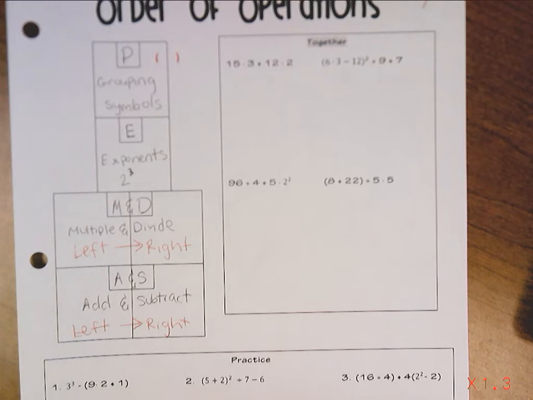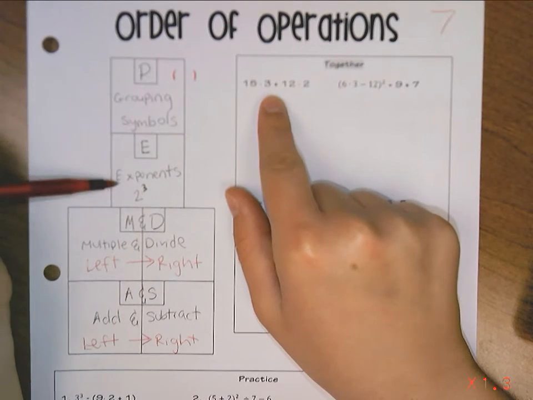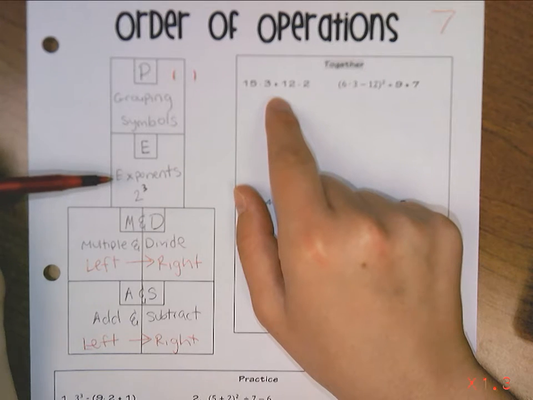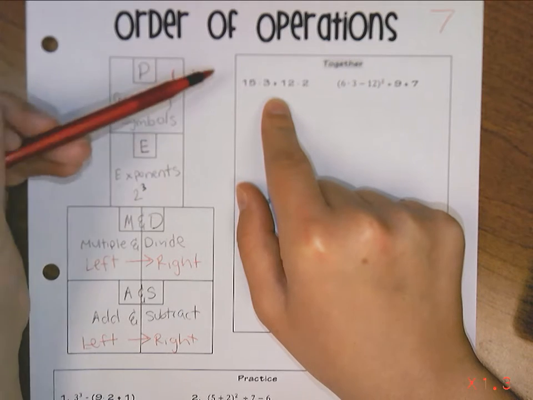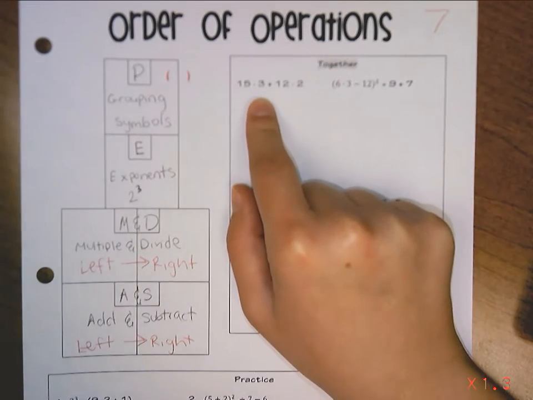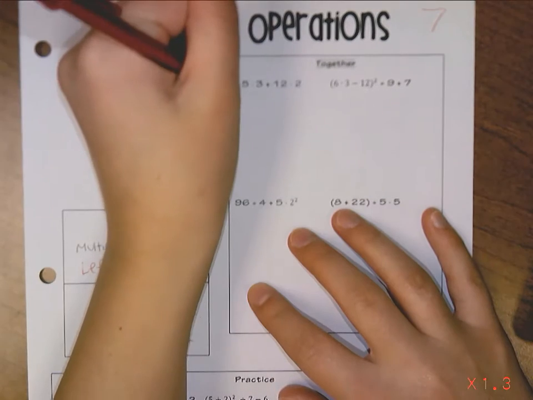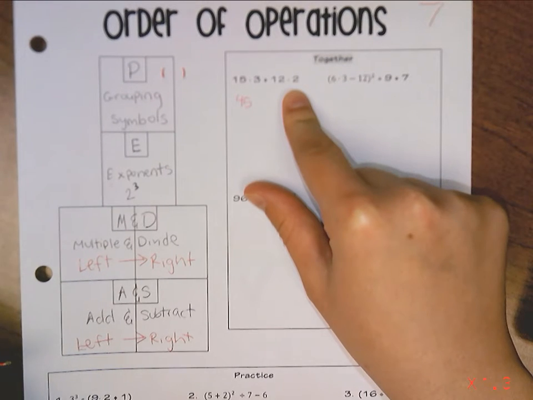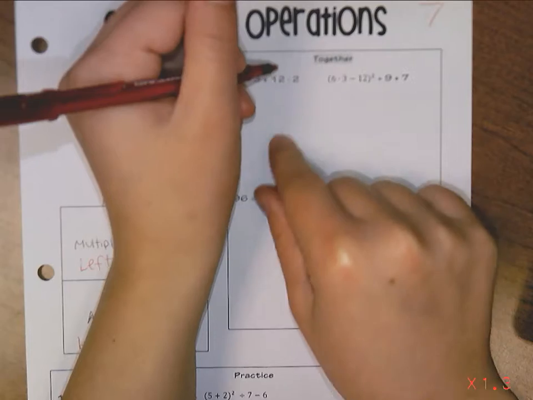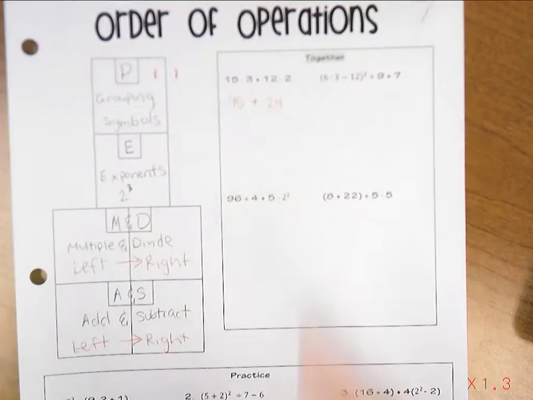Okay, so if we're looking at this one, first we look for grouping symbols, and I don't see any. Then we look for exponents, and I don't see any. So now we get a multiply or divide on whichever one comes first. So here it multiplies first. So you have 15 times 3. And I can do that in my head. Hopefully some of you can. But if not, you're welcome to grab your calculator. 15 times 3 is 45. And then I see another multiplication problem right here, which is 12 times 2. 12 times 2 is 24. And then I'm carrying down the addition sign.